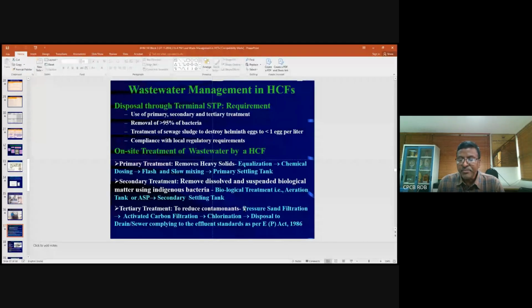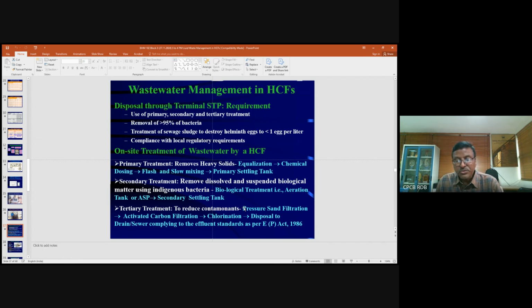In case of tertiary treatment, you'll have pressure sand filtration or activated carbon filters, where the wastewater passes through the filter units and is properly treated, and the contaminants are removed by the time it comes to the stage of the activated carbon filter. If you want to remove parameters like TDS, high total dissolved solids and all, then one has to go for RO. RO means a reverse osmosis process, where you can remove all the total dissolved solids, so it will be free from dissolved solids also.